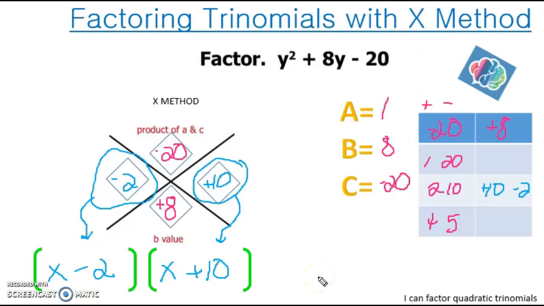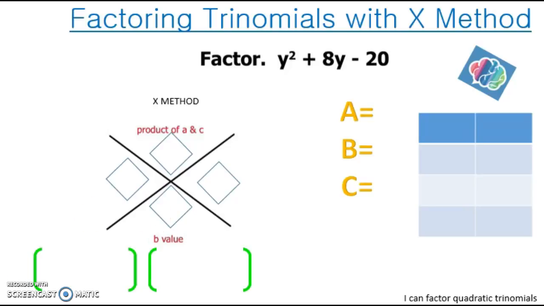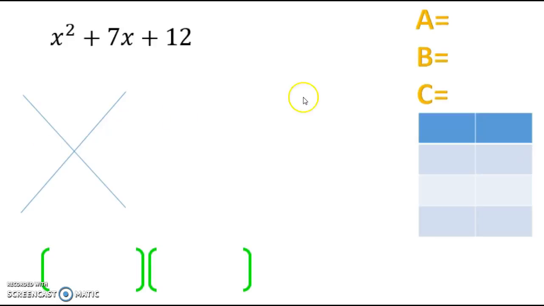Let's try another one. Once again, the first step, find that a, b, and c. A is 1, b is a positive 7, and c is a positive 12. So we know our top number: we multiply the a and the c, so that gives us 12. And the bottom number is the b value, so we'll write in a 7.